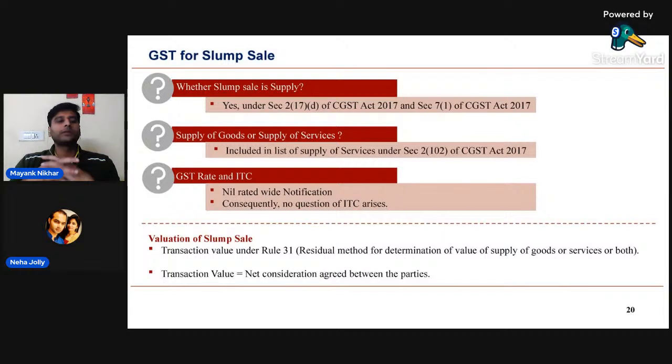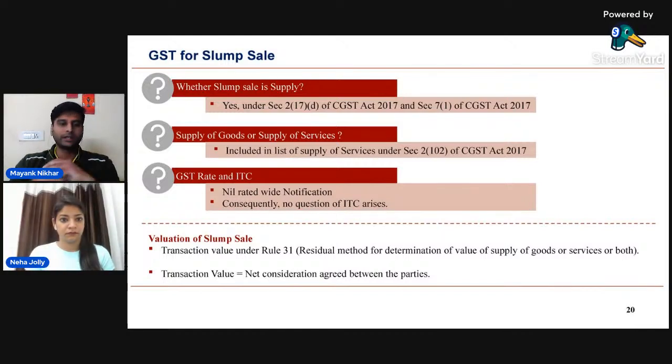I've also tried to cover some of the GST aspects, whether the slump sale is a supply or not. It is a supply; whether supply of goods or services, it is included in supply of services. GST rate and ITC: it is nil rated. There is a notification which says that it has been nil rated, so there's no question of ITC.